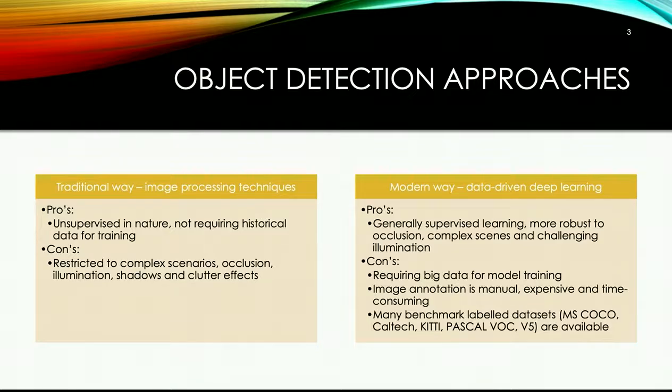Whereas the modern way uses data-driven deep learning models. It is supervised learning, more robust to occlusion, complex scenarios, and challenging illumination. But its disadvantages include requiring big data for model training, and also requiring image annotation, which is a quite tedious, expensive, and time-consuming procedure. Fortunately, many benchmark labeled datasets are available, such as MS COCO, KITTI, Pascal, and others, for object detection model training.